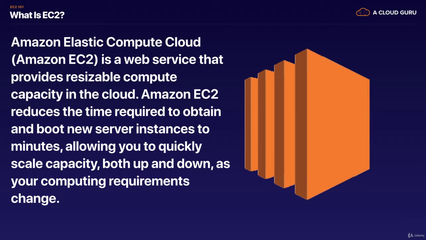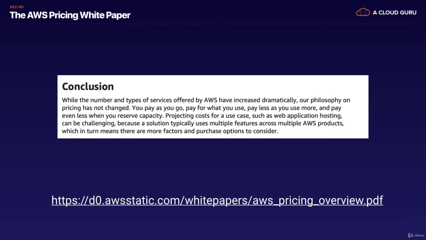So how is EC2 priced? Well, if you've done the Certified Cloud Practitioner course, you'll remember in it we had a pricing section, and we looked at a particular white paper called AWS Pricing Overview. Now, don't worry, you don't actually need to read this white paper for the Certified Solutions Architect Associate, but it does have a principle that basically applies across all of AWS. And the conclusion of the white paper says, while the number and types of services offered by AWS have increased dramatically, our philosophy on pricing has not changed. You pay as you go, you pay less as you use more, and you pay even less when you reserve capacity.